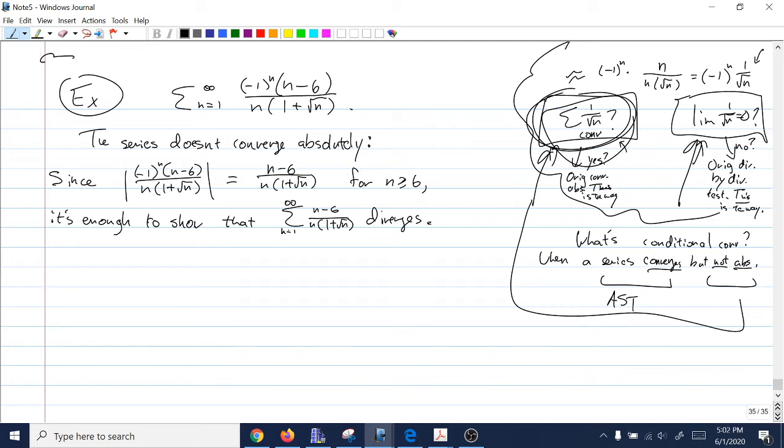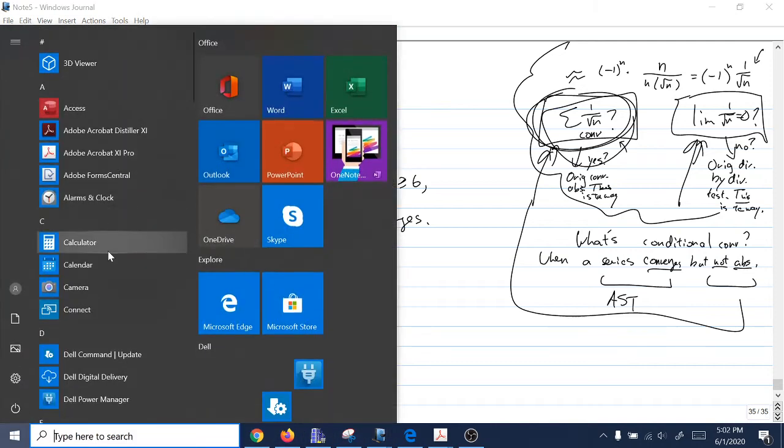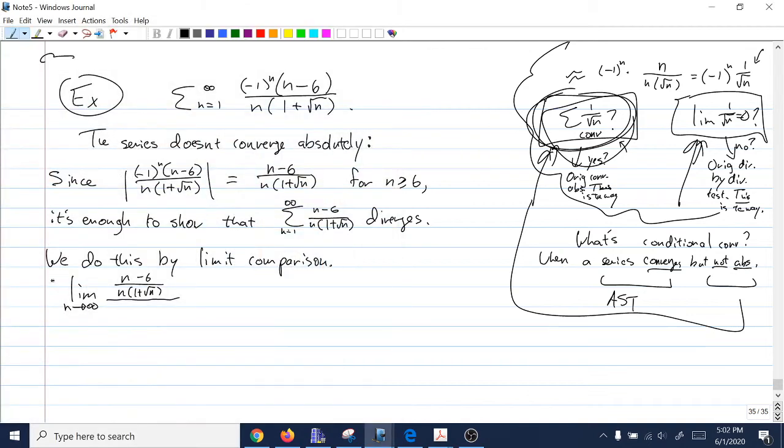Direct comparison doesn't work. So limit comparison is usually the thing we go to. Let's try that out. We do this by limit comparison. The limit as n goes to infinity of n minus, so I'm now in display mode. I think I used the word display mode a bunch last time without explaining what I meant. Let me load up a math paper and show you what I mean. Sometimes in math you stop being in paragraph form and you just put a bunch of math in the middle of the page. This is where I am.